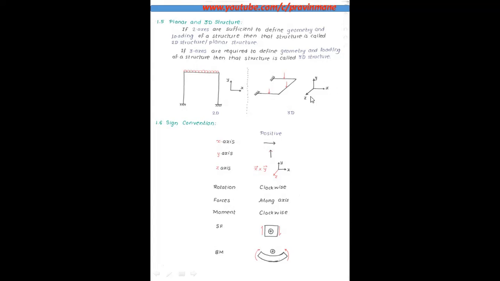Then sign convention. For the x axis, this direction will be positive; for the y axis, the upward direction is positive. For the z axis, x into y, that is x, y, and z. Now rotation. For moments, clockwise is positive, forces along the axis, moment clockwise positive. So this will be the sign convention, as far as shear force and bending moment are concerned.